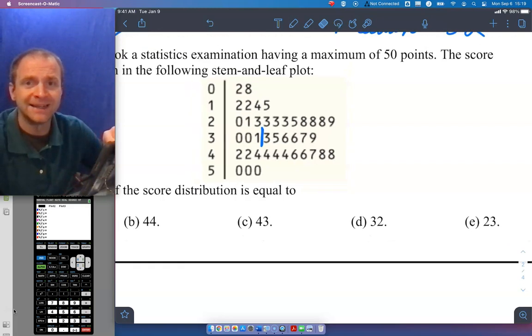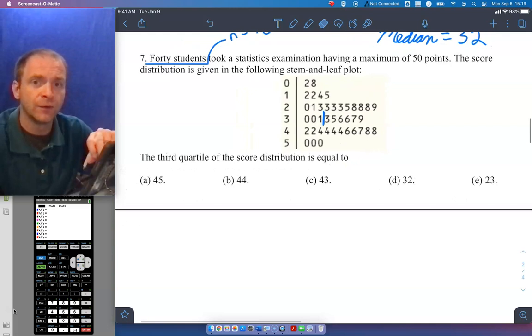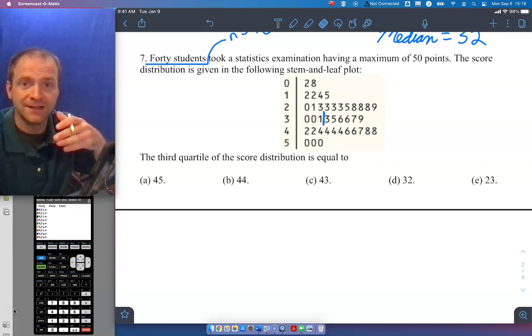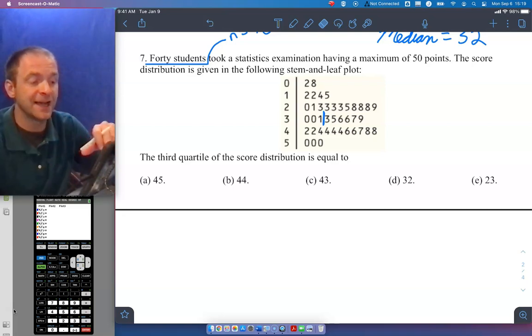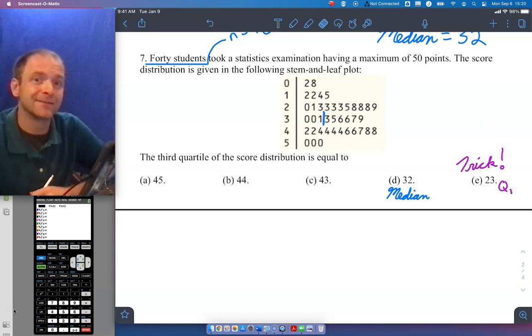Now keep in mind, it is asking us for the third quartile. So right away, any number that is equal to 32 or less in this case, because I can see the numbers are all changing in that stem plot, any number equal to that or less, I should be able to cross out. So just so you know, 32 I'm not going to use because that's the median. And by the way, I'm not going to use 23 because that is the first quartile. So that may be a trick.